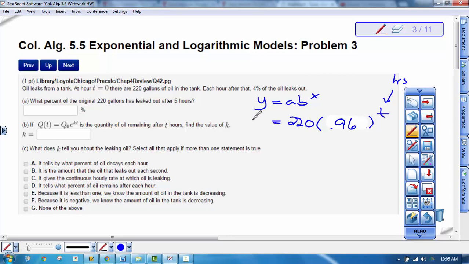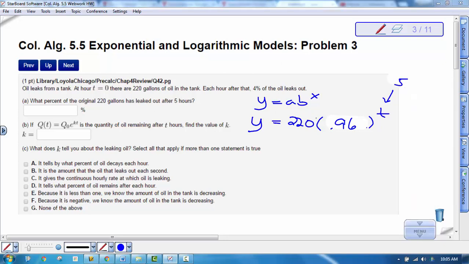So this is what we're going to do. Let's find out how much we end up with after 5 hours. So I'm going to plug in 5 here and find out how much I end up with, and then I'm going to compare that to how much I started with to get the percent of the original that's leaked out. Can we do that real quick?